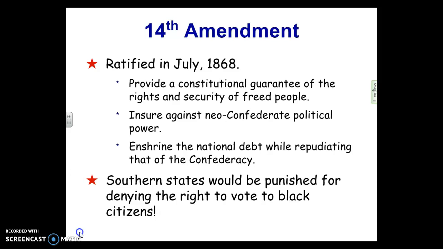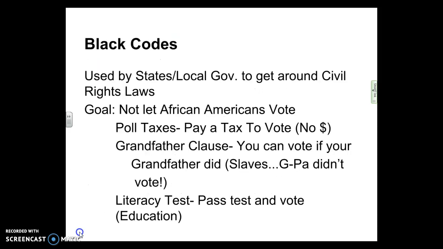Right after the Civil War, we're looking at the voting rights of African Americans and states trying to figure out vote, not vote, all that kind of stuff. We see black codes that are used by the state and local governments to get around the civil rights laws that are passed by the federal government. So the big goal here is not to let African Americans vote because they're not going to vote in the former Confederates who had started the Civil War, done slavery, all those kinds of things.